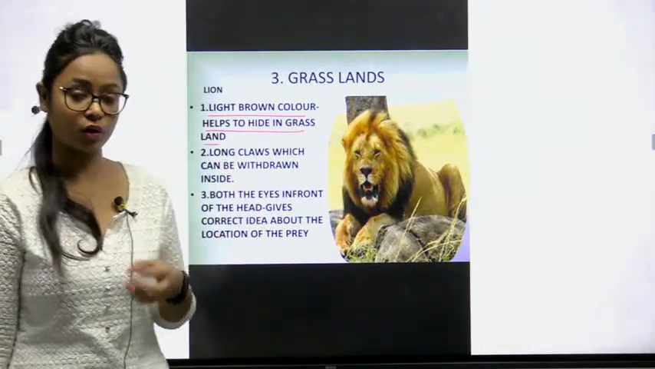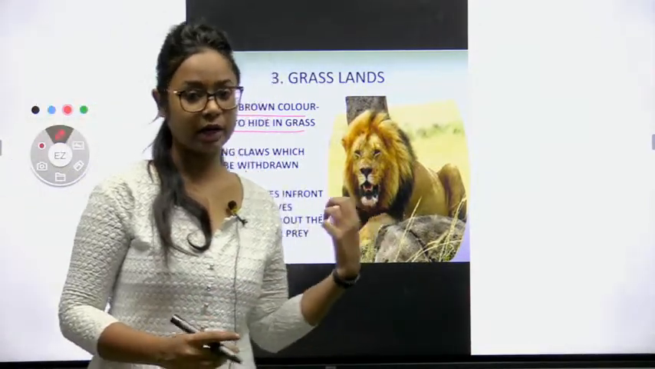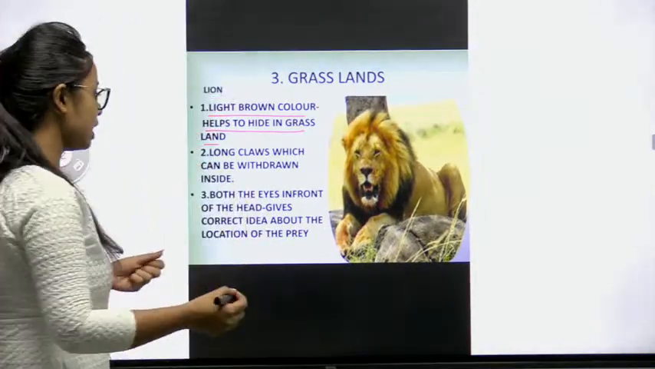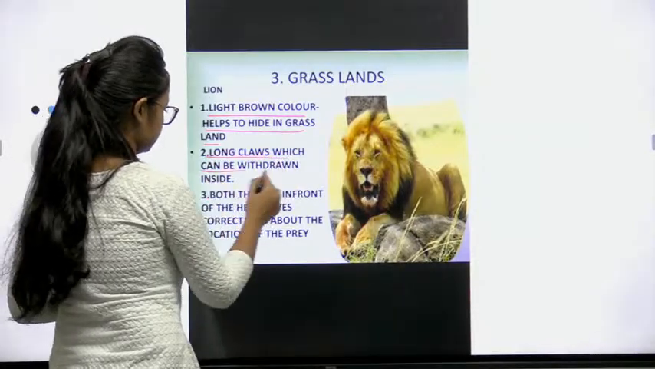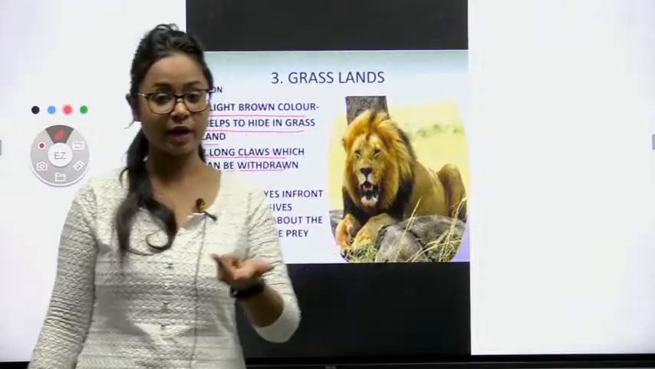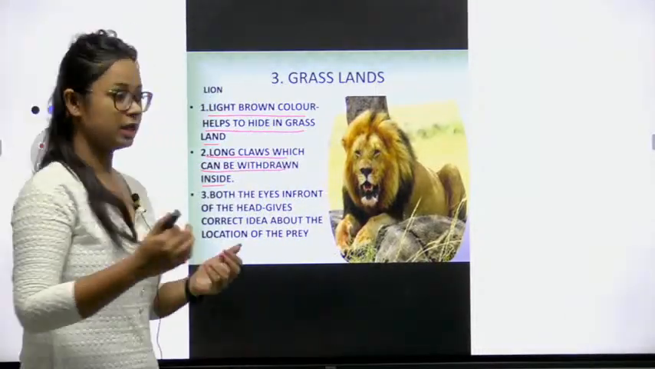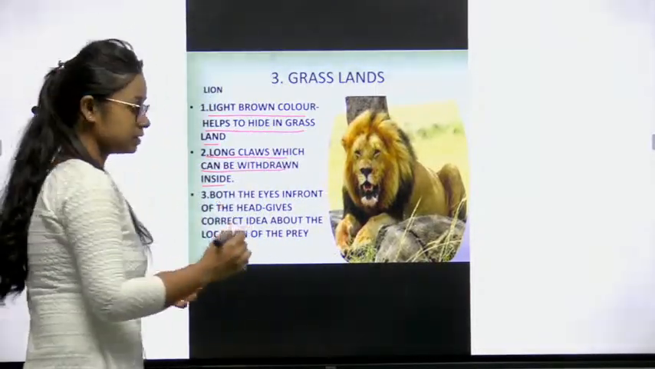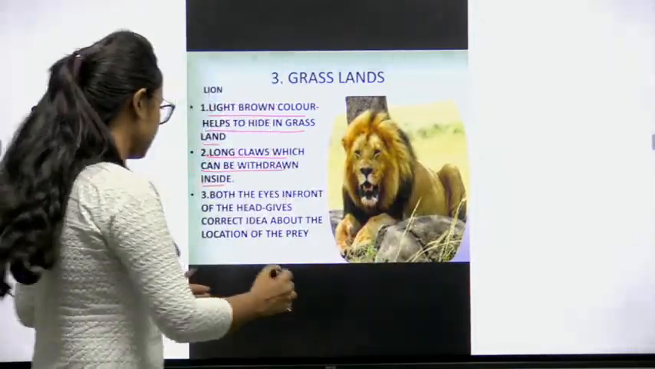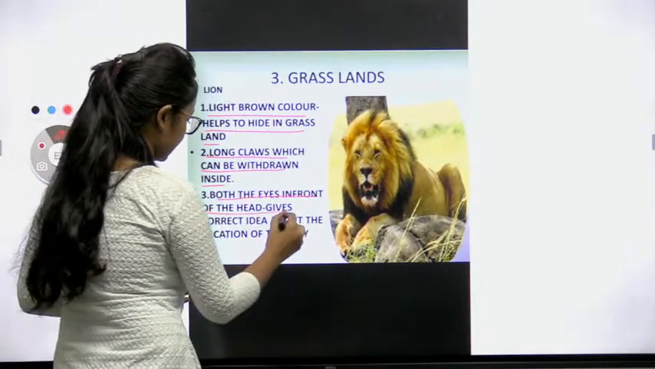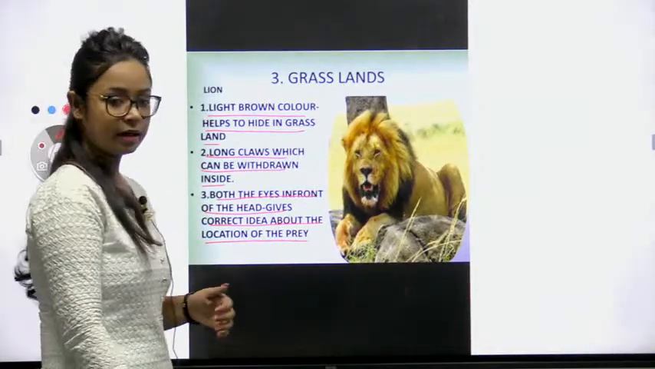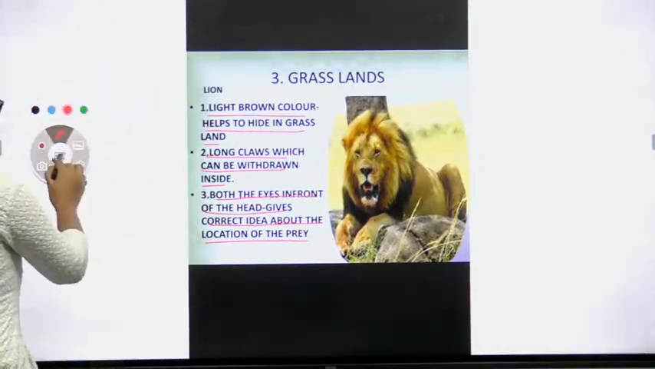They have long claws. You all know they are carnivorous animals, so they can easily tear off the flesh of other animals. And both eyes are at the front of the lion, so that they have wide vision. Wide vision means they can see things or their prey at a very long distance. So both eyes in front of the head give a correct idea about the location of the prey. Clear? These are their adaptations and features.